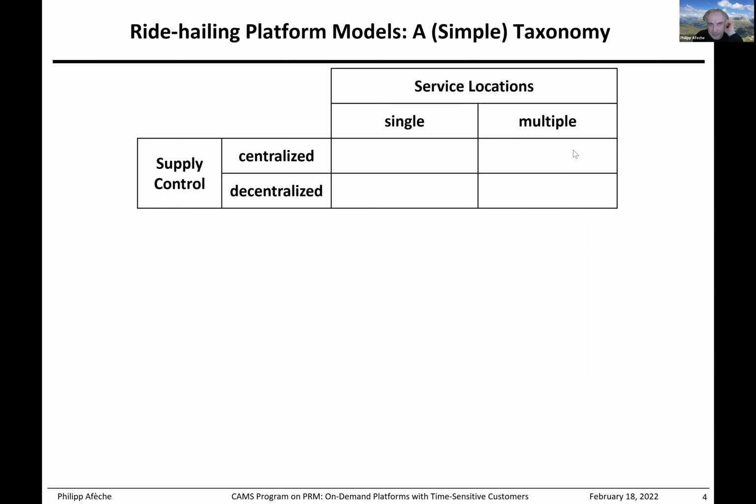So let me start with a simple taxonomy, maybe a simplistic taxonomy, right? Where I'm thinking of classifying the models along 2 main dimensions, right? One is service locations. Are you looking at a single location? Are you looking at multiple locations? Oops, what went wrong? Right.